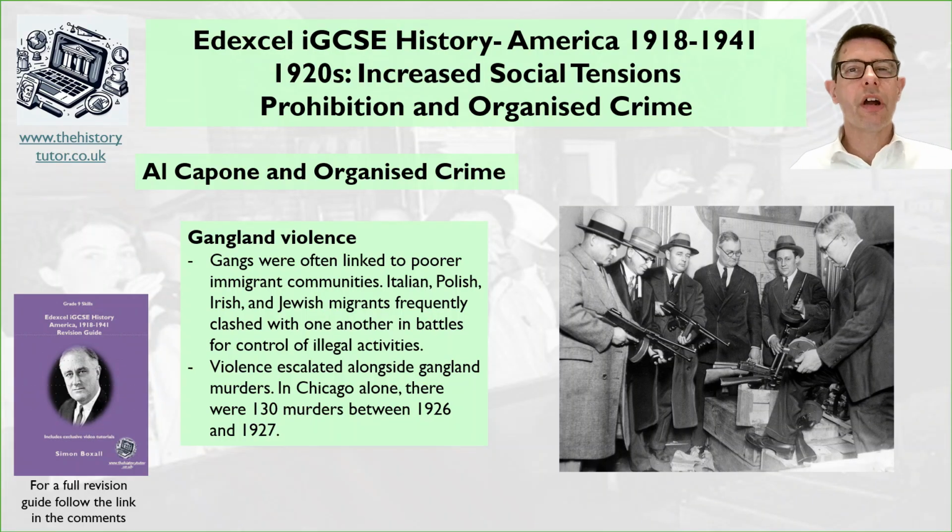With all this organised crime, we start to get gangland violence as well. Gangs were often associated with poor immigrant communities. The Italians, Polish, Irish and Jews were all migrants that battled with each other for control of illegal activities. Violence increased with gangland murders. In Chicago in 1926-7, there were 130 murders.